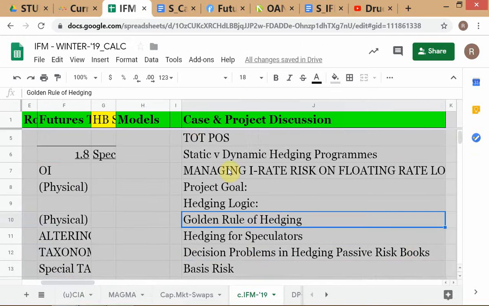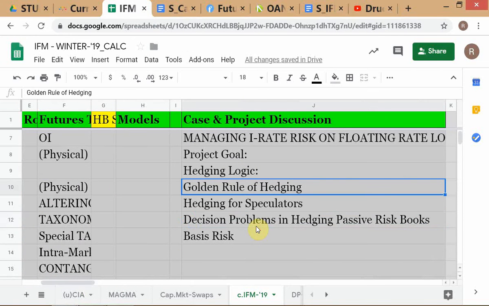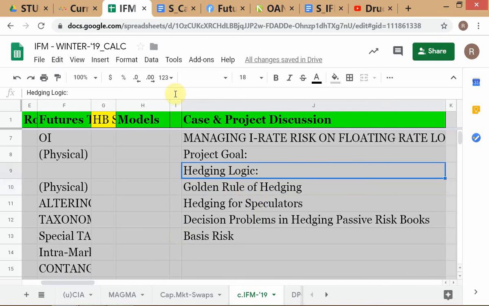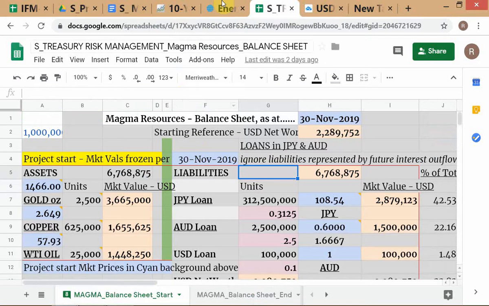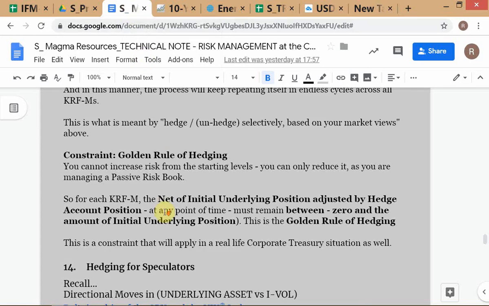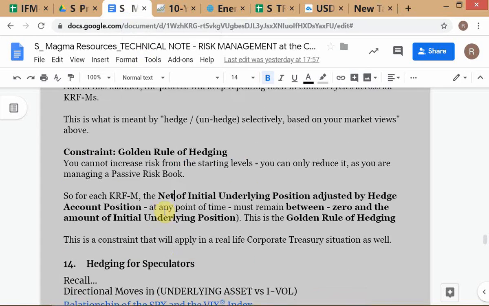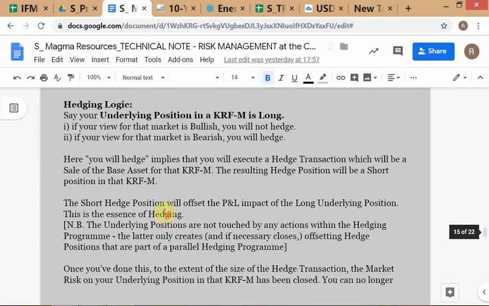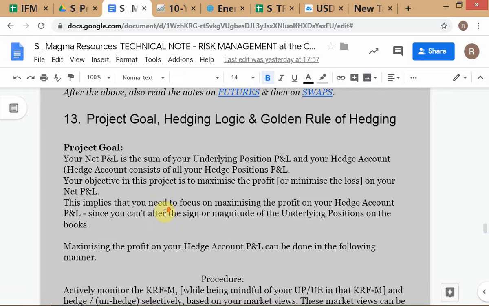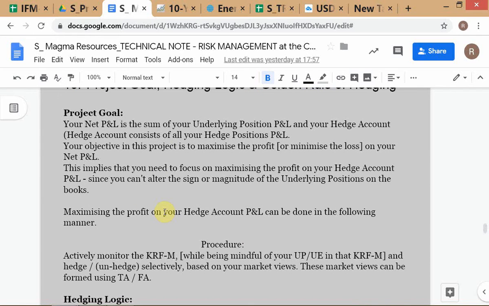So that's what we were discussing. I put some of these things in your calc file also. You can see the topics that are being covered. Hedging logic we have already covered. This is already in your notes. I'll just quickly run through it. So you'll find it separately also. Your project goal we have already discussed, so I'm not going to repeat that.